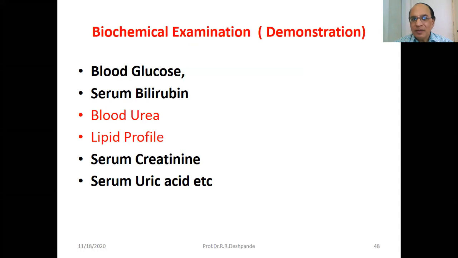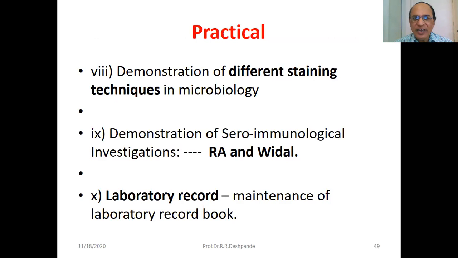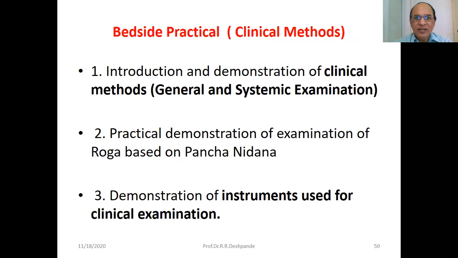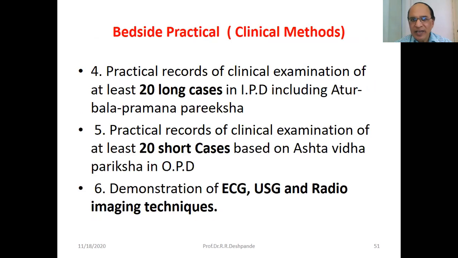Serum bilirubin, important for jaundice, urea, important for kidney function test, lipid profile in obese people and heart patients, like triglyceride level, cholesterol level, HDL good cholesterol, LDL bad cholesterol, VLDL very bad cholesterol, creatinine for kidney function, uric acid for arthritic patients to diagnose gout. Practical: different staining techniques, RA and Widal test, laboratory methods, then clinical methods, general and systemic examination, instruments used for the clinical examination. So there will be 20 marks long case, 20 marks short case, demonstration of ECG, USG and radio imaging techniques.